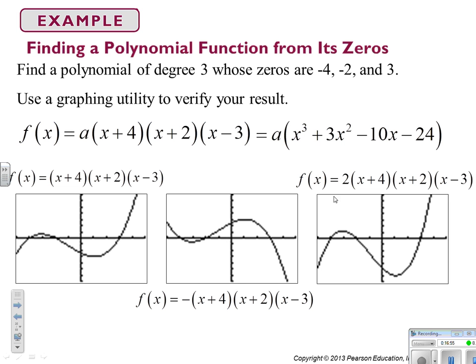If you pick the coefficient of 2, it just lengthens your graph. It doubles the extension of your graph. So here, this graph only went up 1. It goes up 2 on this graph. And all 3 of these are viable answers to this.